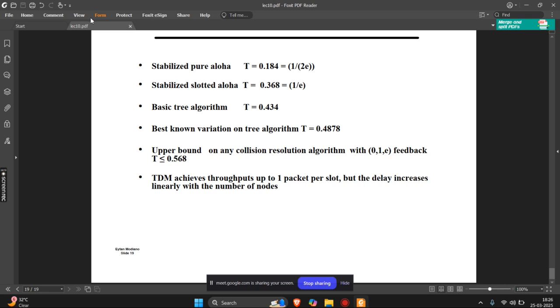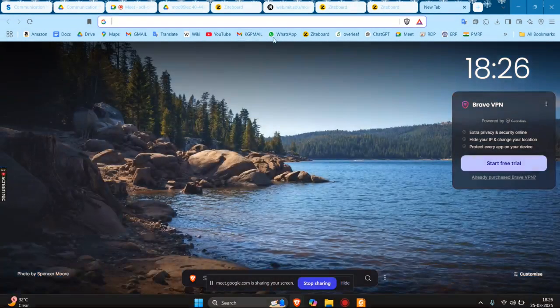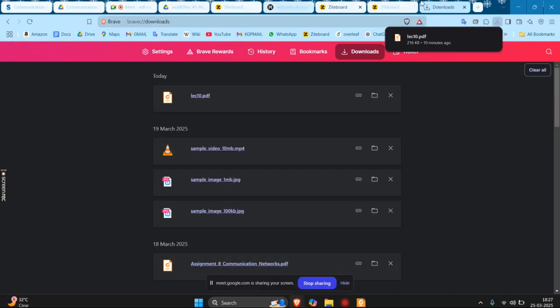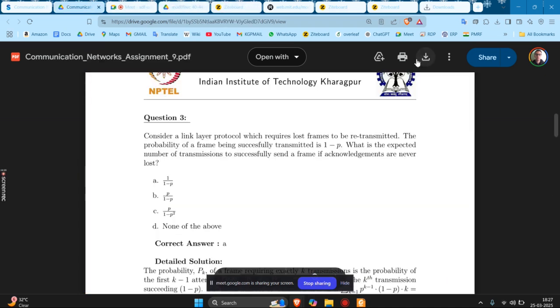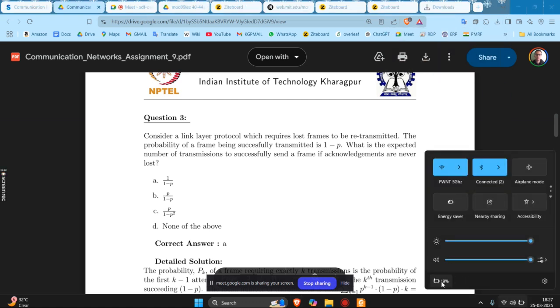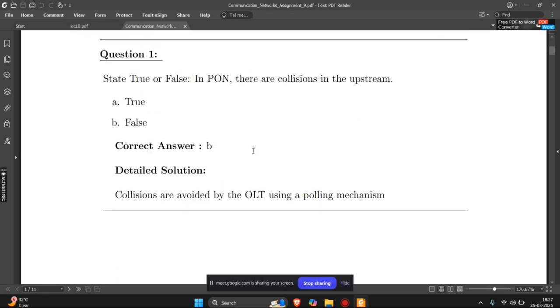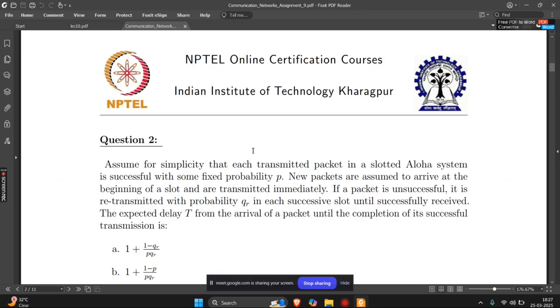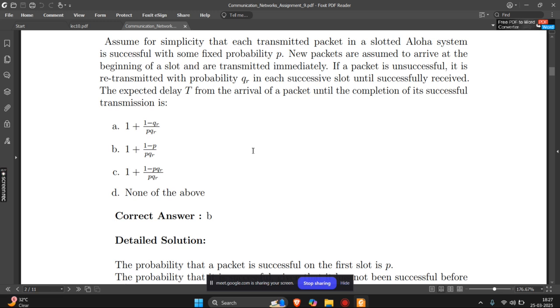Now we will go to problems specifically regarding slotted ALOHA before we go to the next topic. Okay. Now let's go to the first problem from slotted ALOHA.